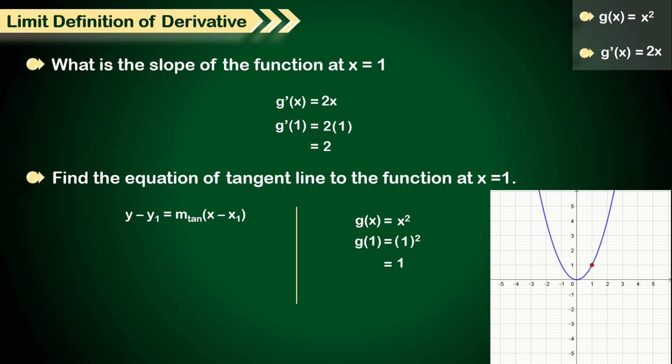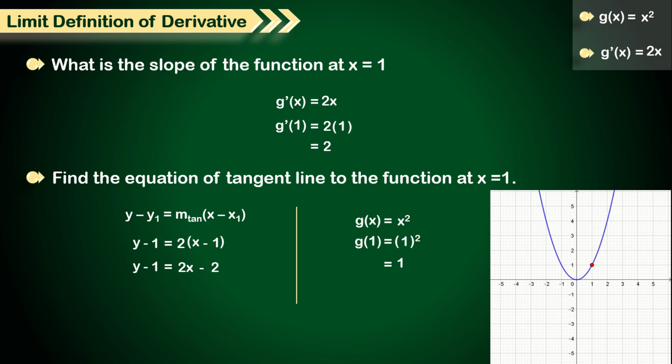Substitute x, y, and slope in the point-slope form. Y minus y-coordinate, which is 1, is equal to the slope, which is 2, multiplied to the difference of x and x-coordinate, which is 1. Distribute 2 to each term of x minus 1. We have y minus 1 is equal to 2x minus 2.